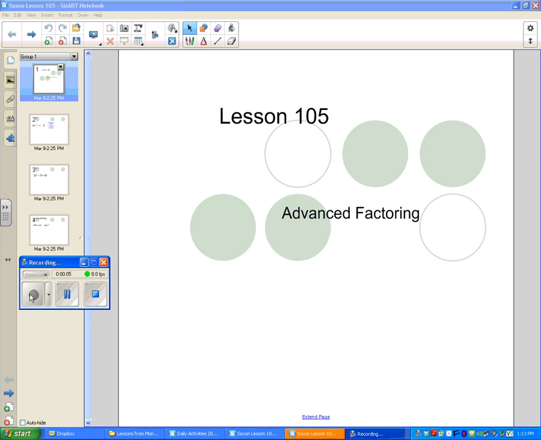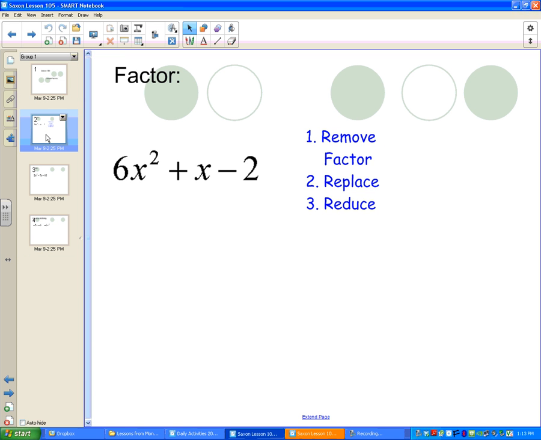So we're looking at lesson 105 very briefly, and then we're going to look at lesson 106. The reason why we're briefly going to look at lesson 105, we've done these all year, so you should already know how to do these. No, you're not going to do lesson 105.